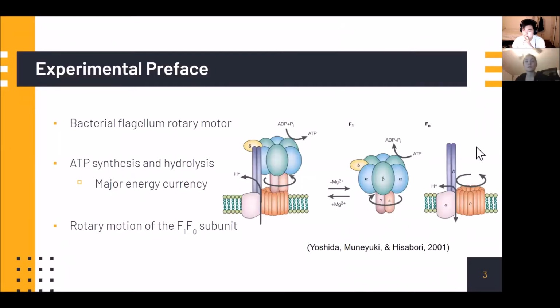So previous to this experiment, the only rotary motor that had been investigated was that of the bacterial flagellum, which is what allows bacteria to move. The motor moves clockwise to make the bacteria move forward and counterclockwise for a change in direction.